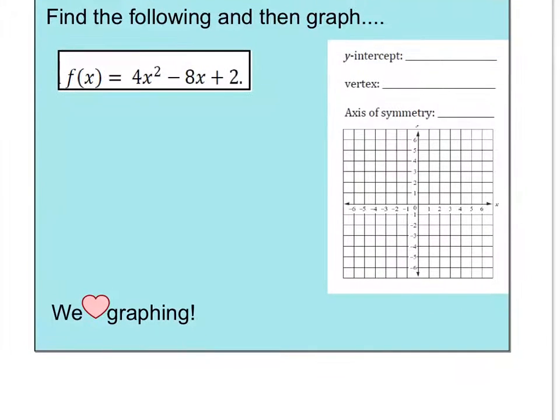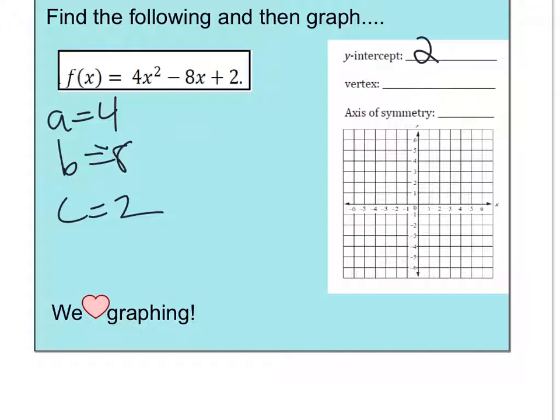So here, 4x squared minus 8x plus 2, so A is 4, B is negative 8, C is 2, so the y-intercept is 2. The axis of symmetry is going to be negative B over 2 times A.